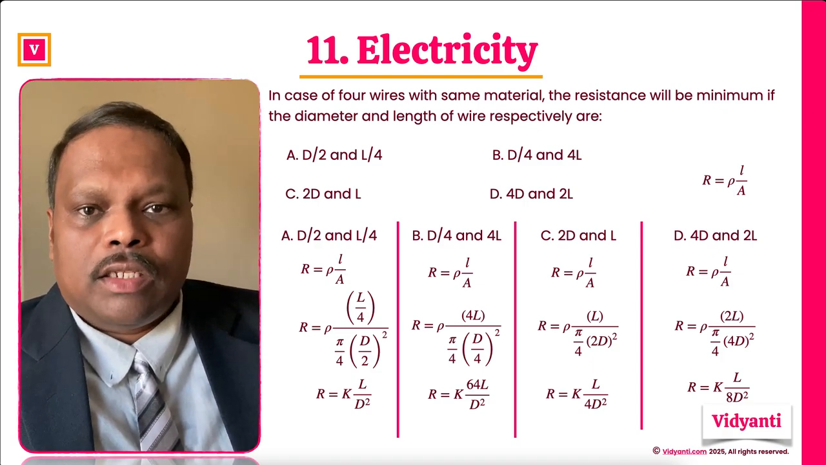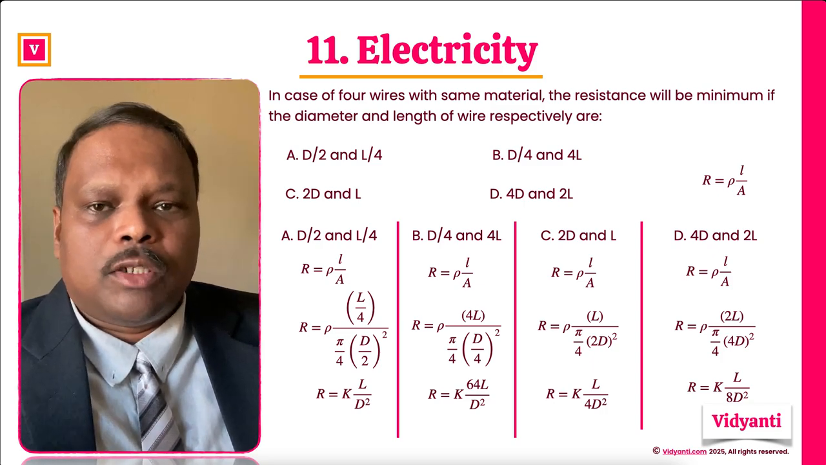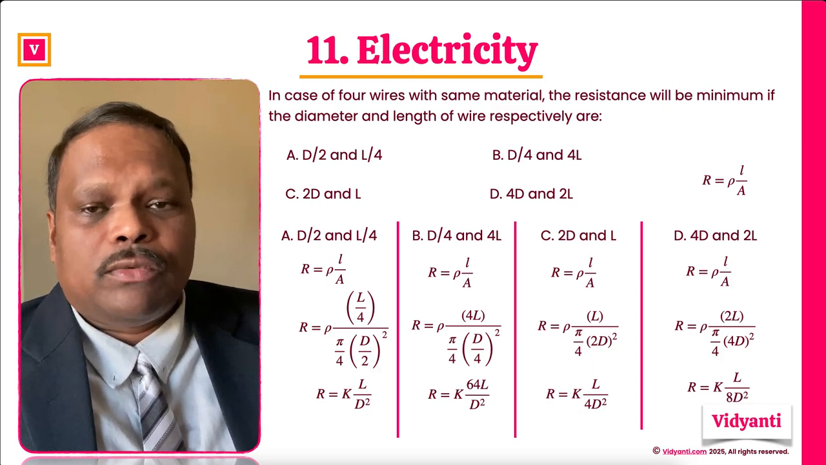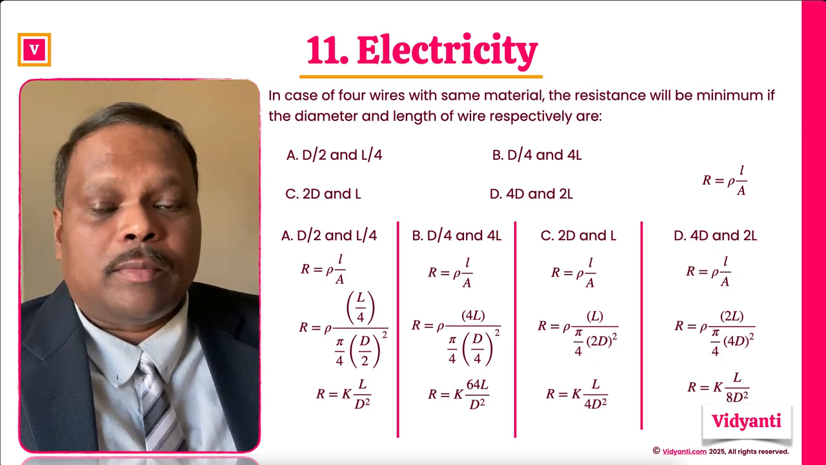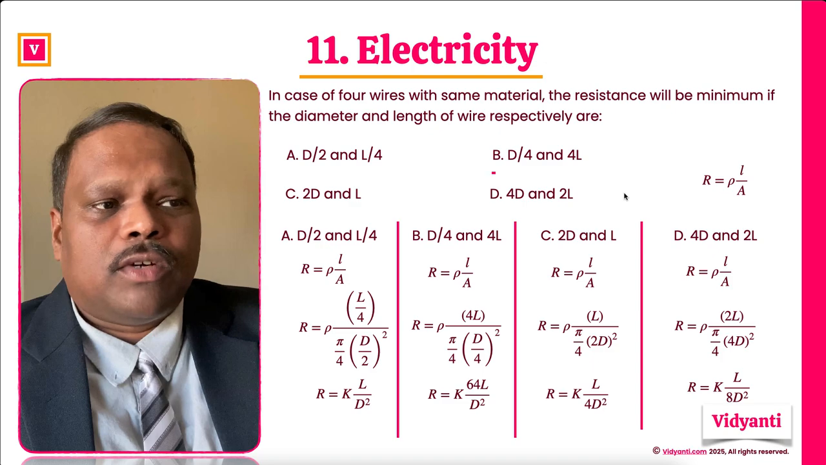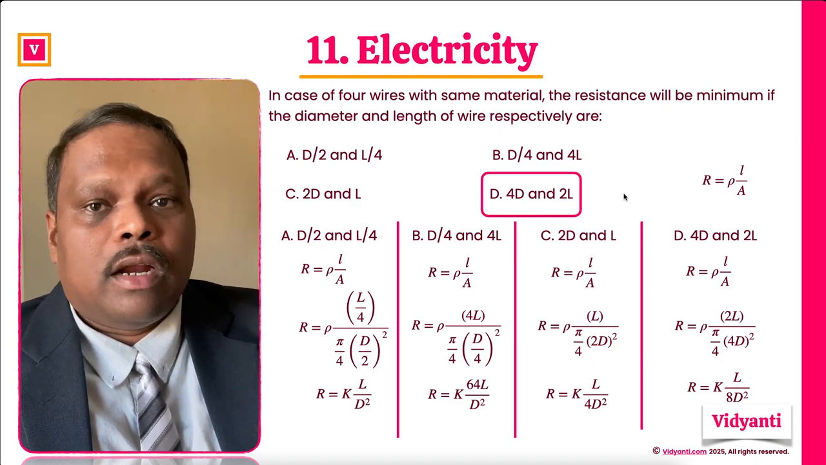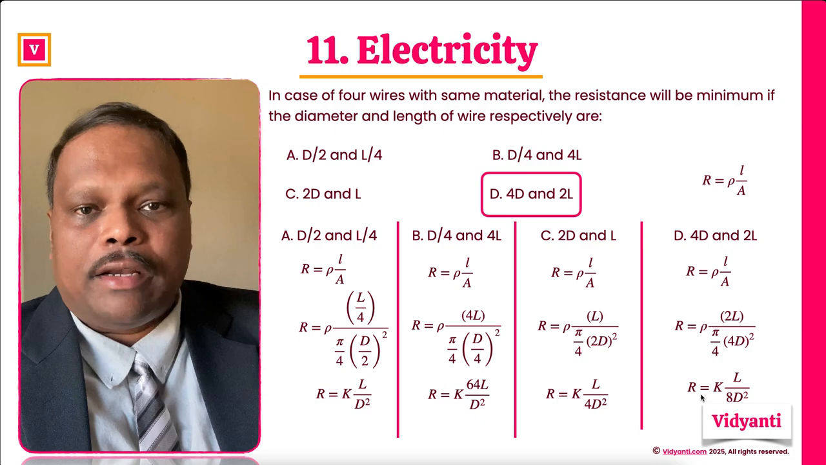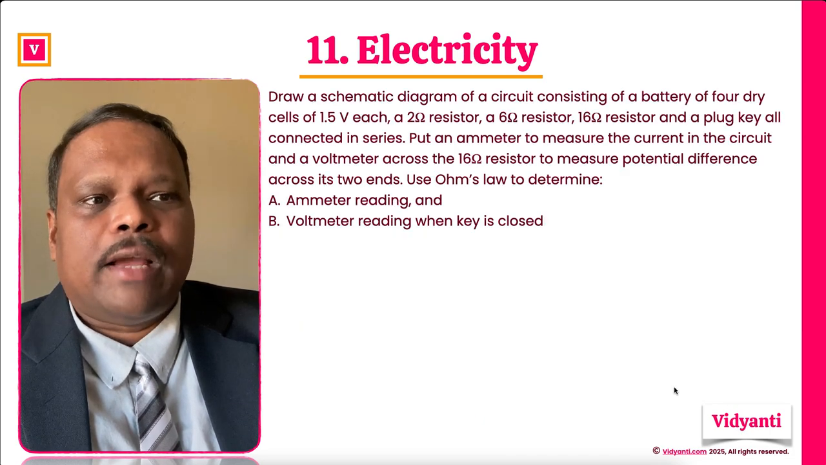So I suggest you use the formula, substitute, plug in the values, and then decide which one is the lowest, which one is the highest, depending upon what has been asked. So the final answer for this question will be option D, because that's the lowest, because this is divided by 8. Let's see one more example.